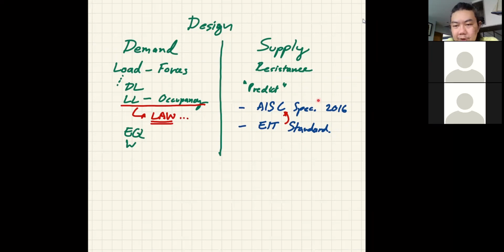So you're free to do whatever you want on the right side. If you think you're better than folks who write these stuff, you can use your own stuff. If nothing bad happens, you're fine. But if something bad happens, they ask you, hey, how do you predict the strength of your structure? And I say, oh, I use the result from my own lab in the backyard of my home.